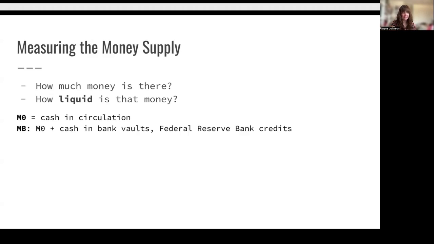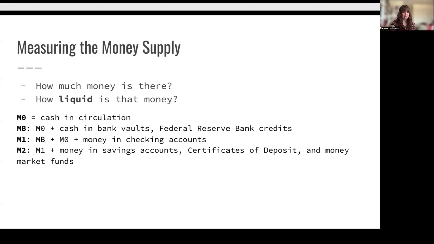Then we have MB. So MB is M0, so cash in circulation, plus all the cash that is in bank vaults, as well as Federal Reserve Bank credits. Next, we have M1, which is M0 plus MB plus money that is currently sitting in people's checking accounts. So this is money that you spend by using your debit card or writing a check, right? Or you could even go to the ATM, take out the cash. Now it's cash in circulation.